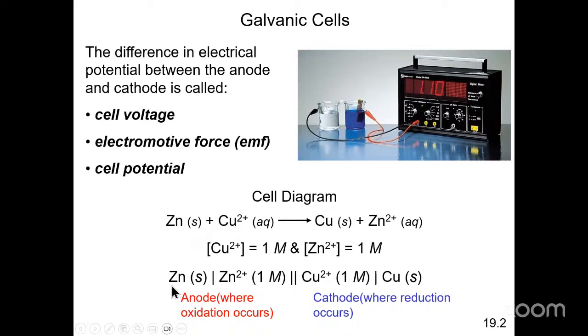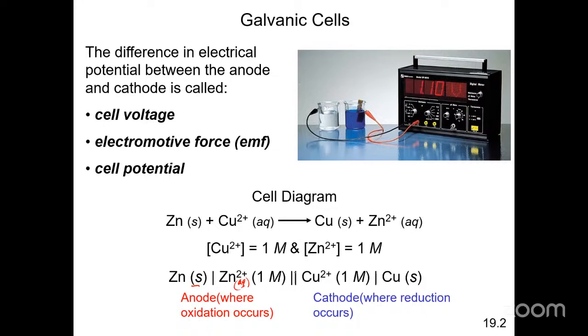So we write it like this: zinc, then a line, and zinc 2+. The states are very important. It's not included here, so let me include it. We have solid here, and the zinc 2+, of course, will be aqueous, right? And we have to put the molarity as well, which is 1 M.